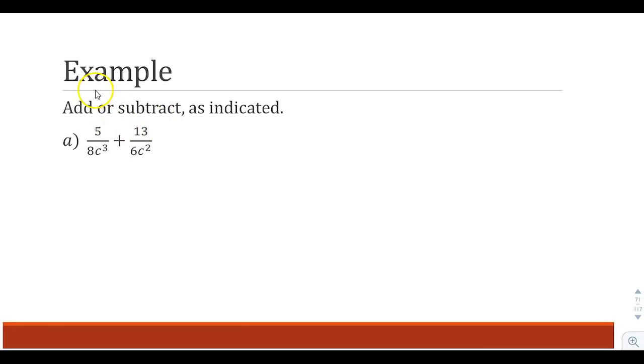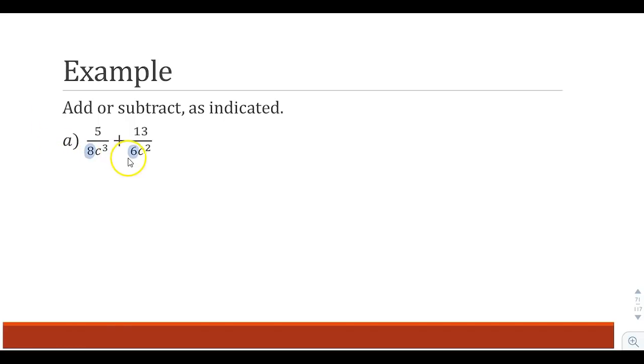Let's move on to another example. Here, add or subtract as indicated. We're going to add these two rational expressions, 5 over 8c cubed plus 13 over 6c squared. Since we don't have common denominators, we're going to have to start by finding the least common denominator between these two rational expressions. So we're going to focus on the number, the coefficient of each one first.